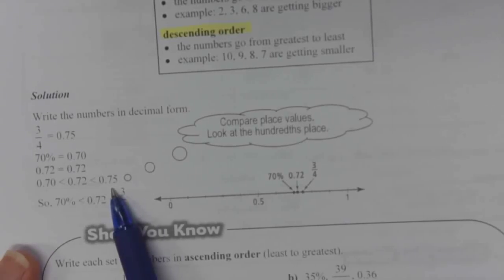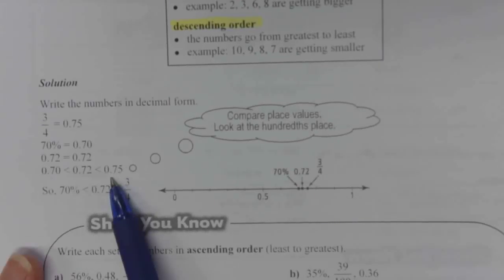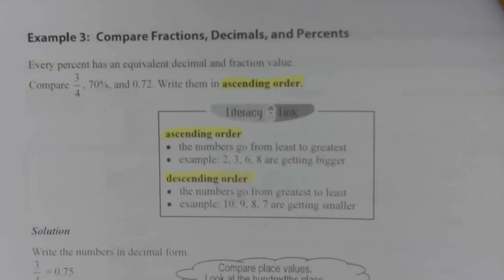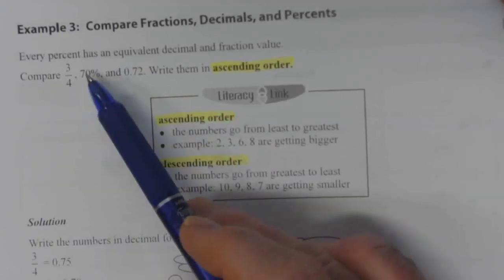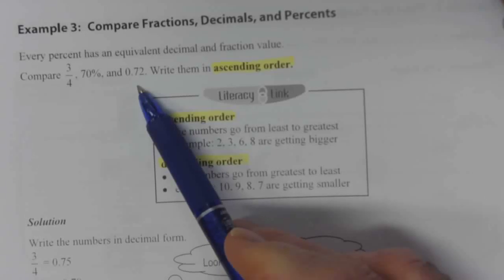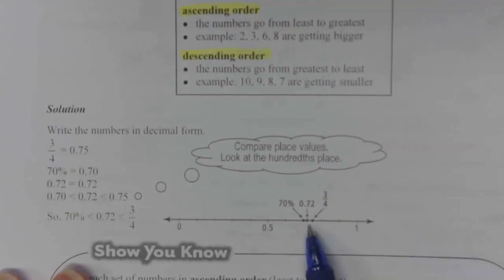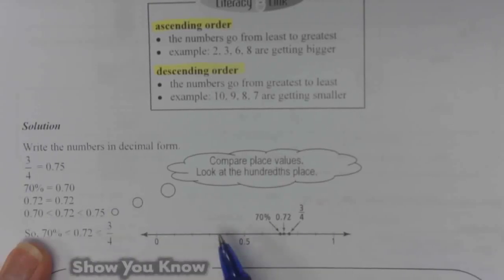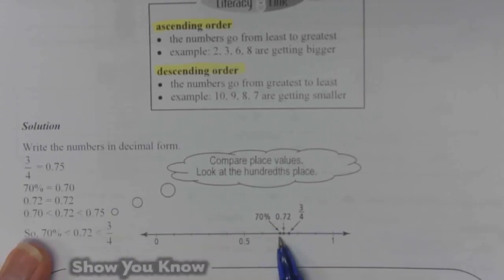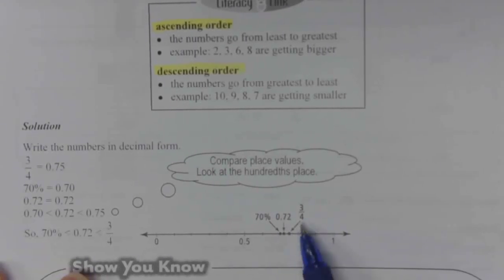Now that's great, we figured out the order they're in, but when you're answering a question like this, you want to answer it going back to the numbers that they asked you about. So you're not going to use all decimals, you're going to have a fraction, you're going to have a percent, and you're going to have a decimal in your answer. So we know that 0.70 is the smallest, so that's the 70% comes first. 0.72 is always a decimal, so it can stay that way. And then 0.75, that was the fraction 3/4, so that's the biggest one.